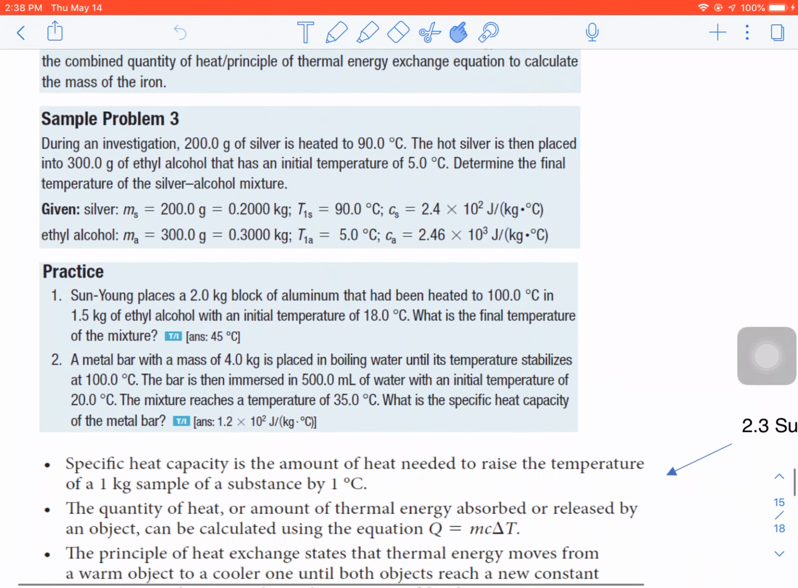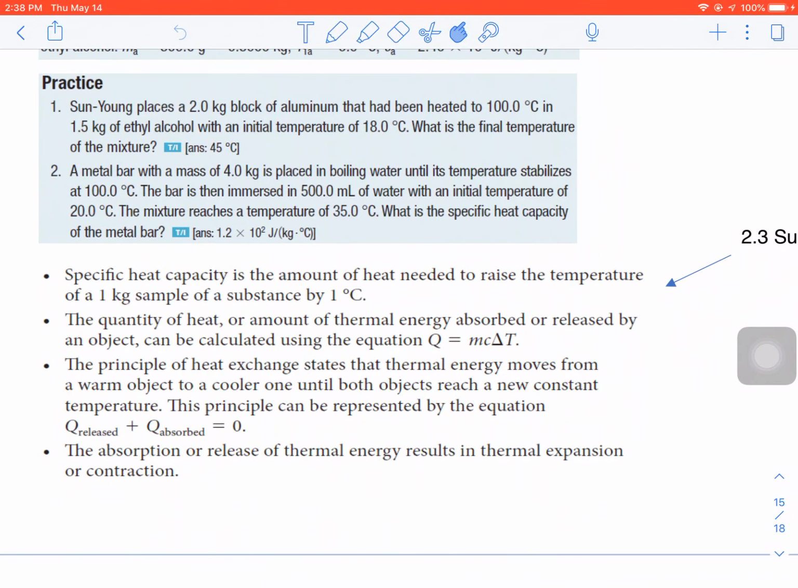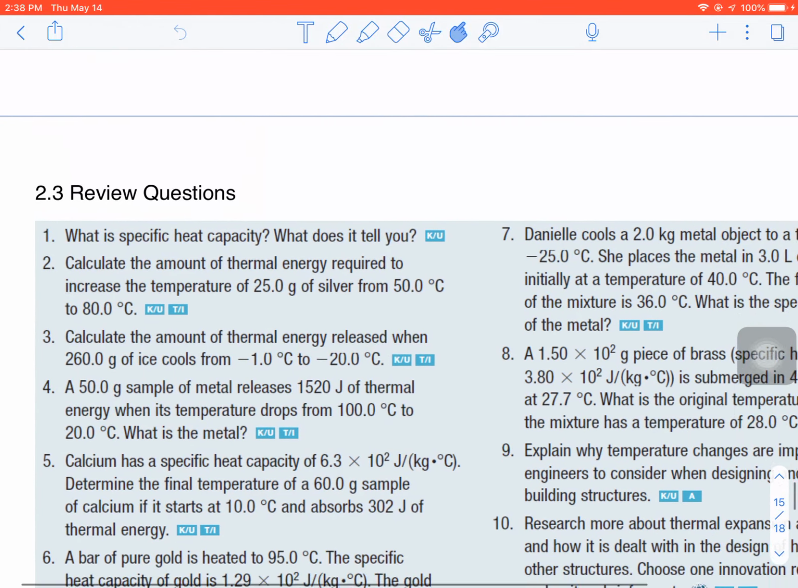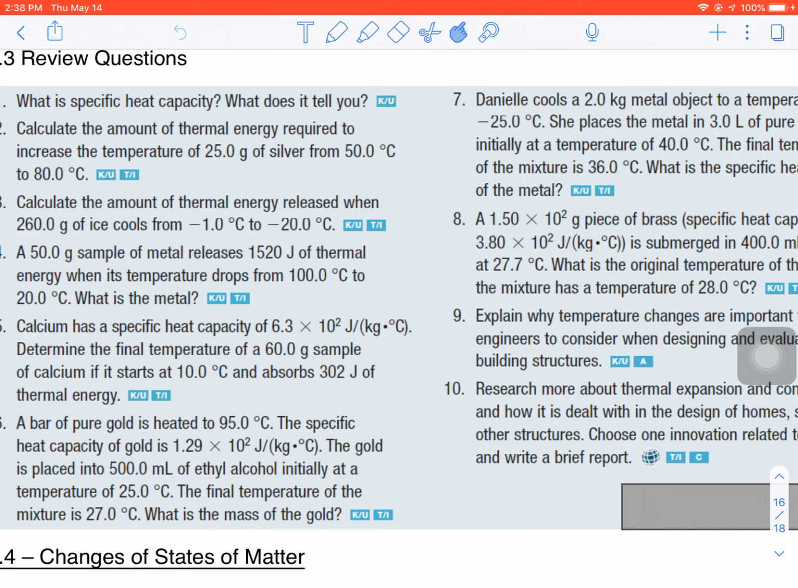Okay, so there are two questions here in the practice. The answers, again, are given for you. One's asking you for a temperature. One's asking you to calculate a C value. There's a bunch of review questions here. I'm going to ask you to work on these questions here. Again, questions 9 and 10 are probably not that important at this point in time. I would just work on questions 1 to 8.